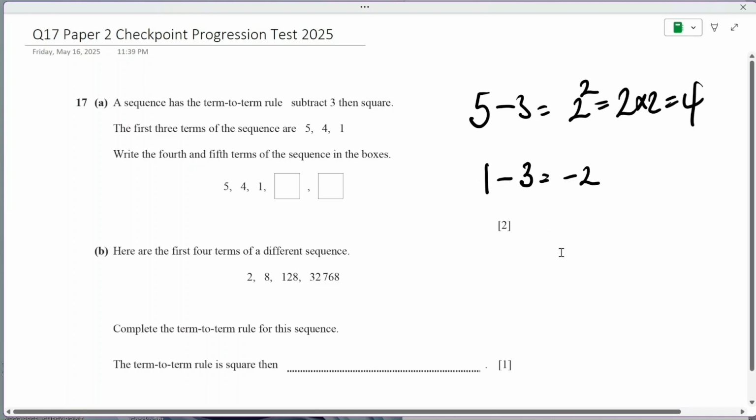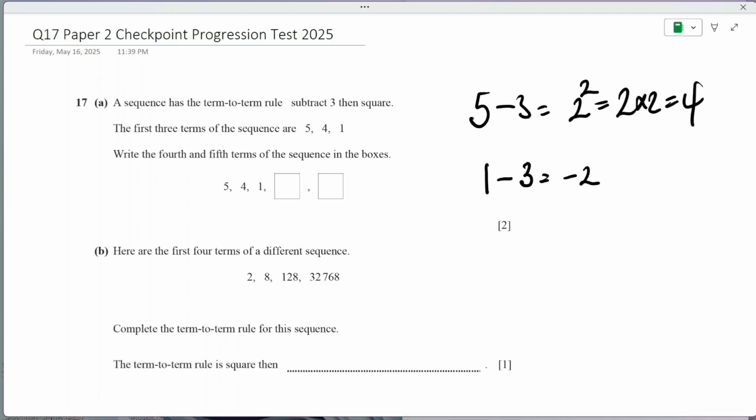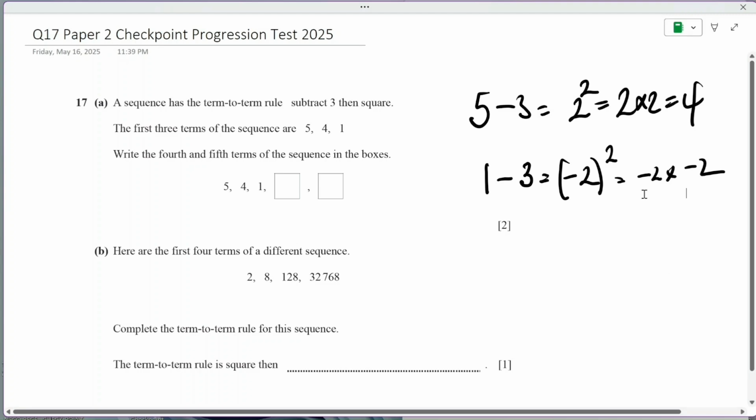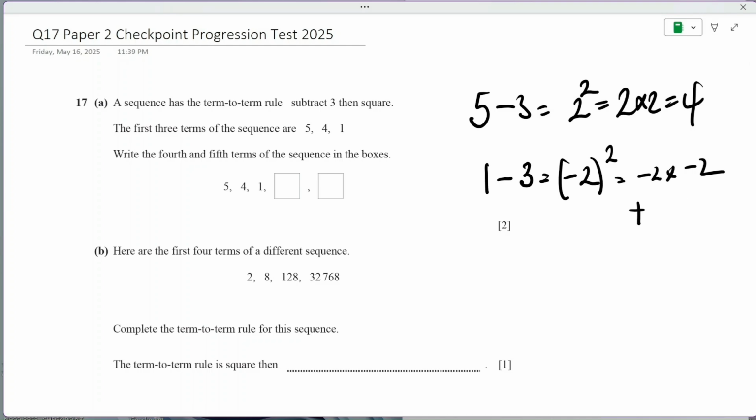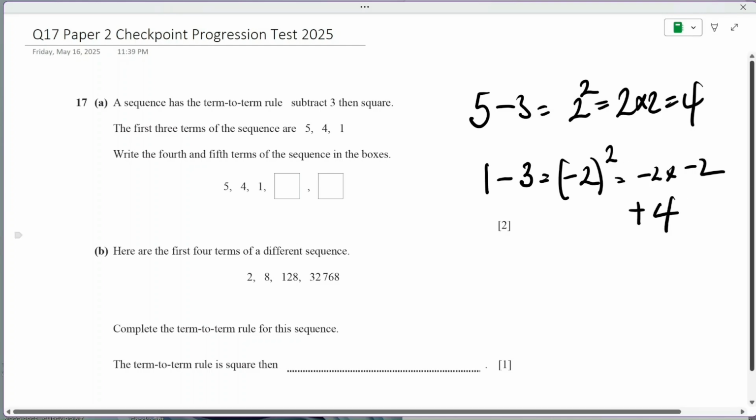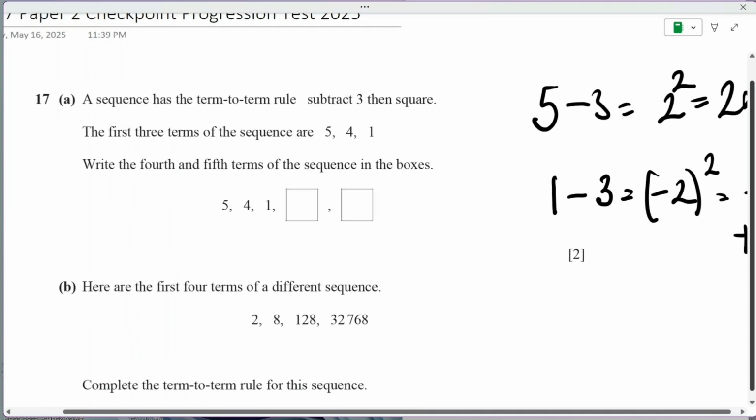Now that you know it's minus 2, the rule says square your answer. You subtract 3, then you square it. So you are doing minus 2 squared, which is minus 2 times minus 2. You can use your calculator, but in case it comes out in paper 1, you go with the signs first. Negative times negative will give you positive. Then 2 times 2 gives you 4. So the fourth term is 4.